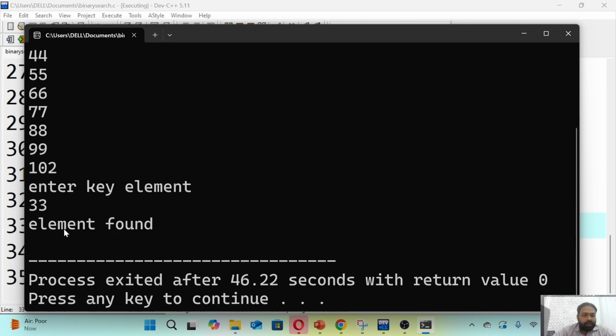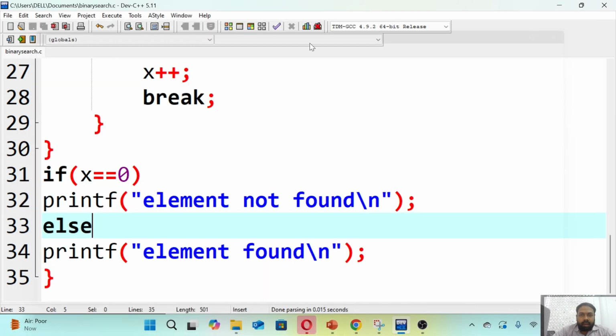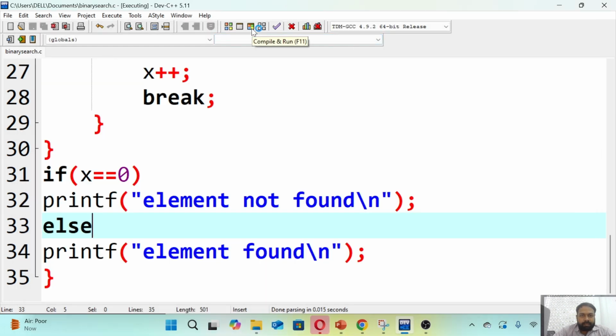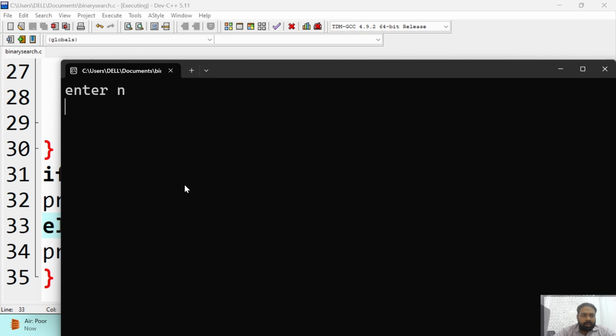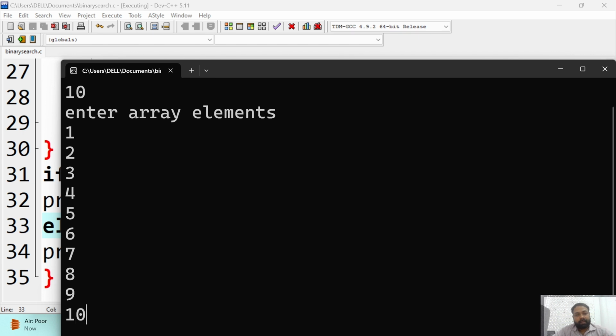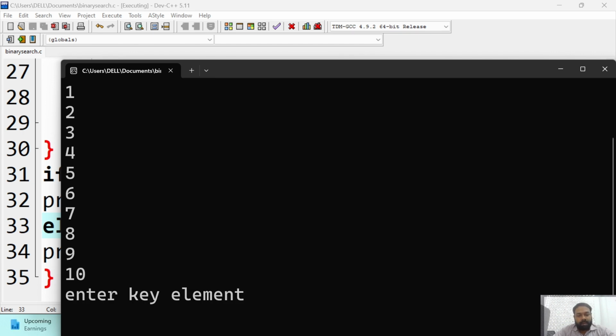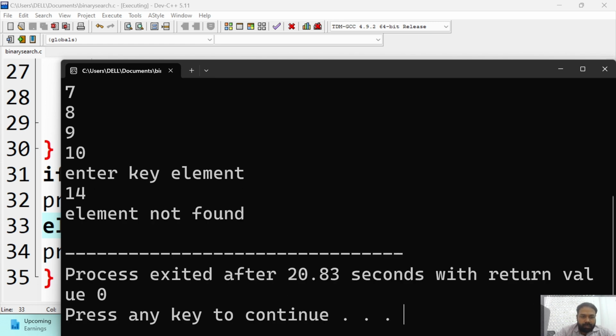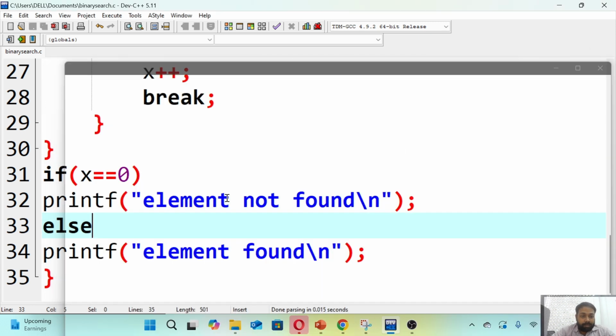So the element is found. I am executing this code one more time. Enter n; this time also I am entering n value as 10. I am entering the elements 1, 2, 3, 4, 5, 6, 7, 8, 9, 10. I am entering the element to be searched as 14. Out of these 10 elements, I am checking whether 14 is available or not. What is the output I got? Element not found. Why? Because the element is not there. That's the message I am getting.